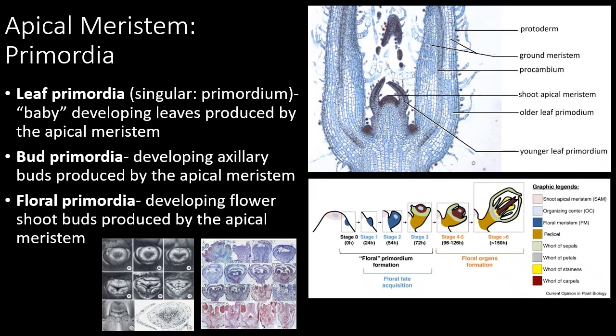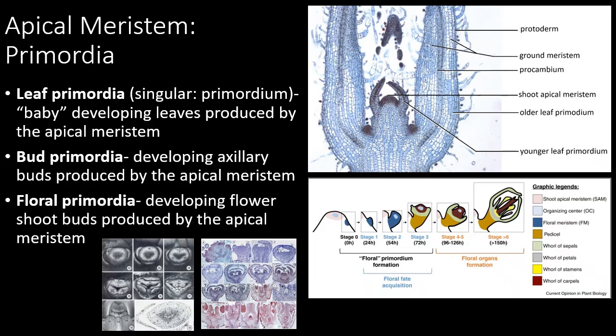We've already briefly introduced this idea, but at the apical meristem, we produce new organs. We produce new leaves, new buds, and new flowers, and these are referred to as primordia. A singular could be primordium, so we could talk about a leaf primordium or the leaf primordia. These are basically baby organs. So a leaf primordia is basically like a little baby developing leaf.